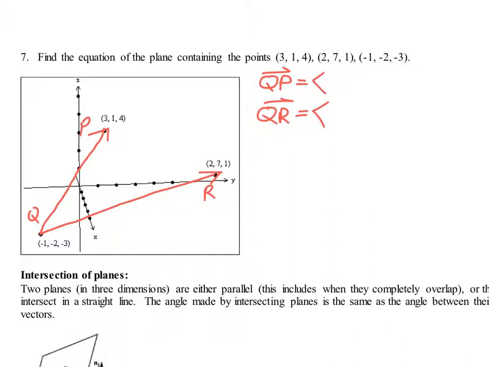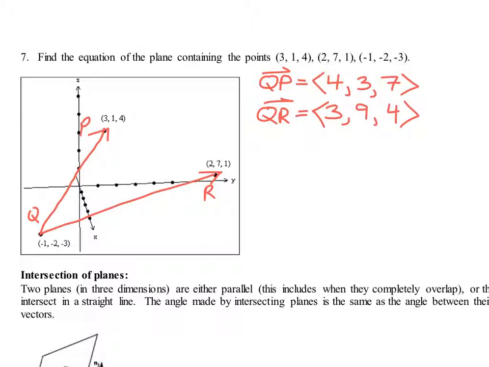All right, so just subtraction. 3 minus negative 1 would be 4. 1 minus negative 2 would be 3. And 4 minus negative 3 would be 7. So just subtracting the corresponding parts. And I would do the same thing for Q to R. So 2 minus negative 1 would be 3. 7 minus negative 2 would be 9. And 1 minus negative 3 would be 4.